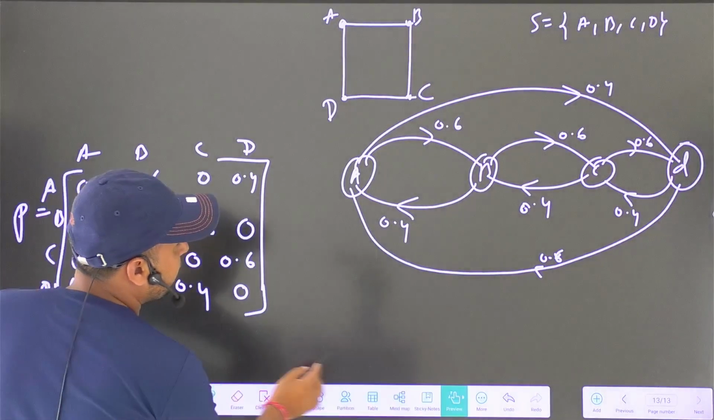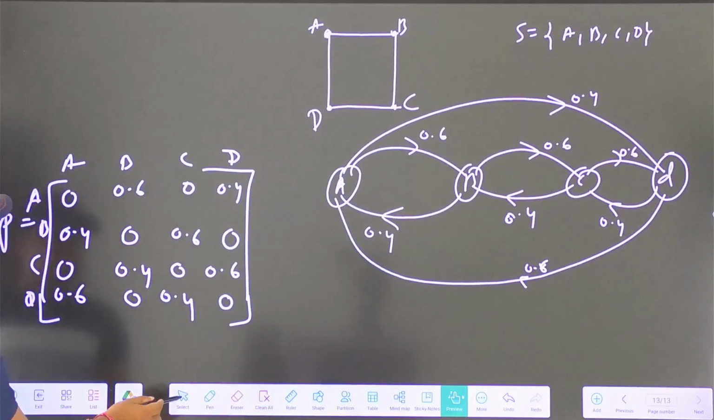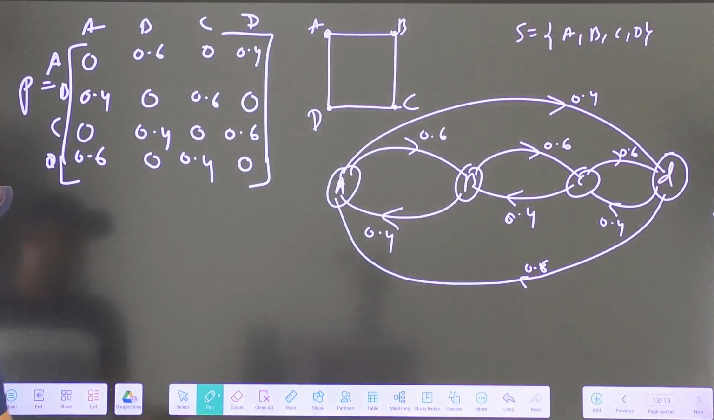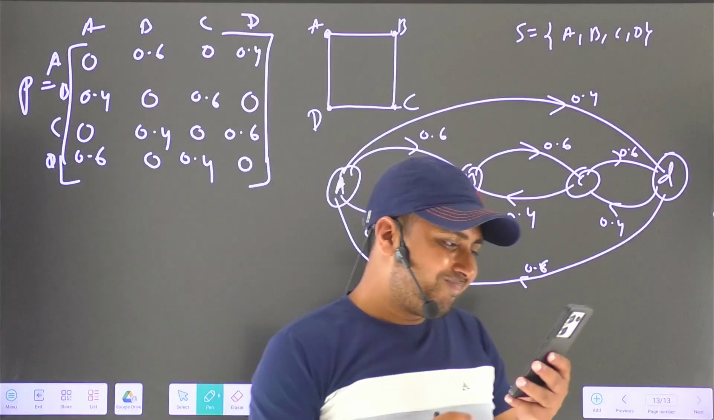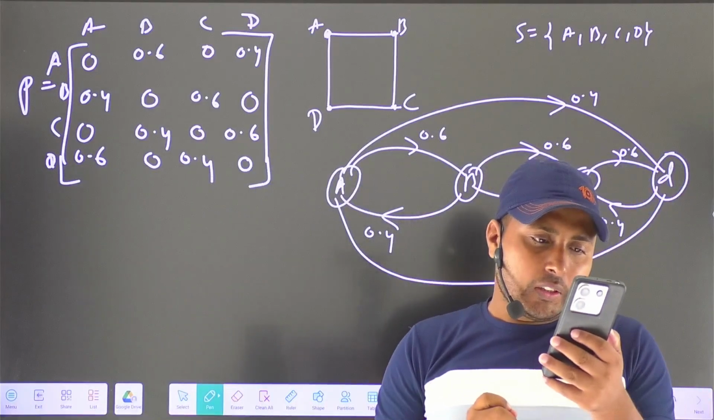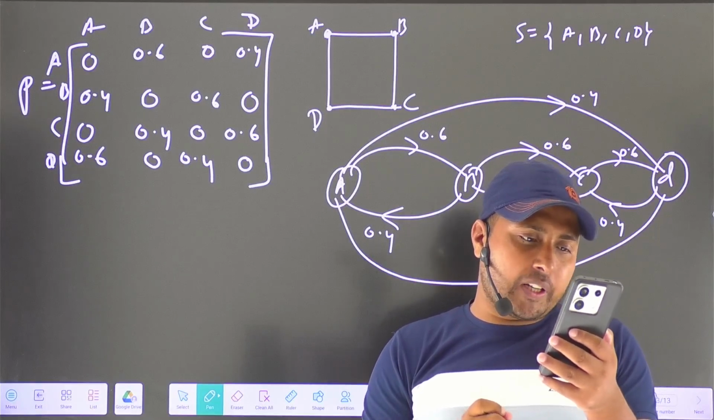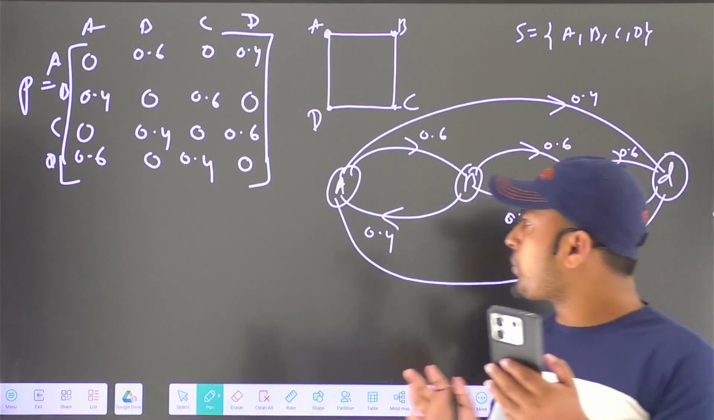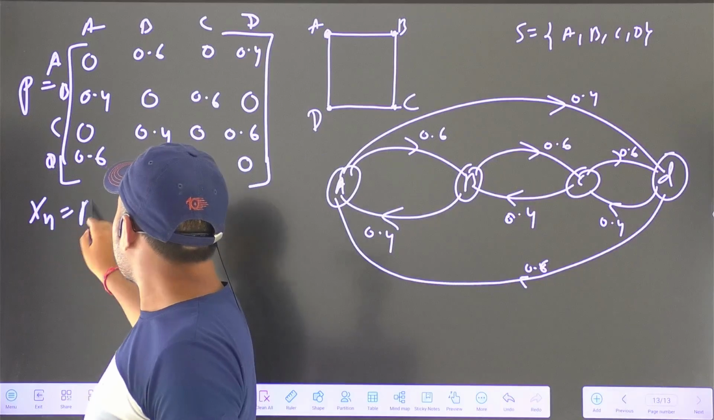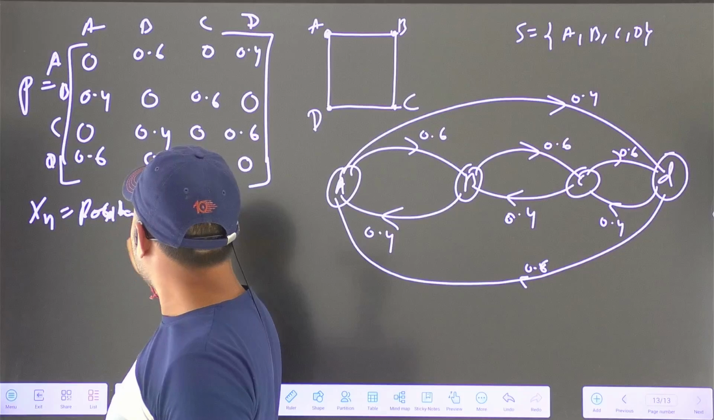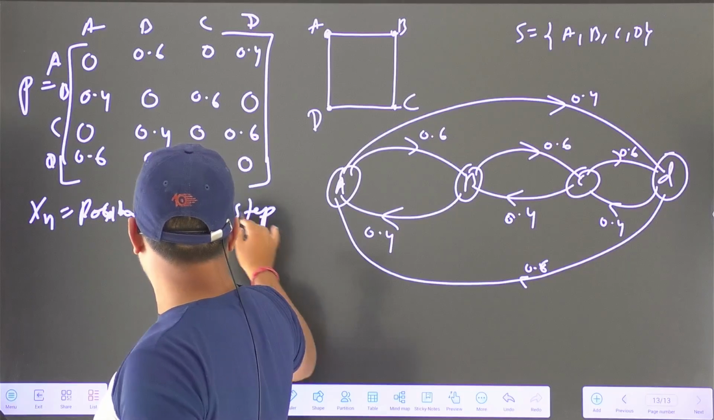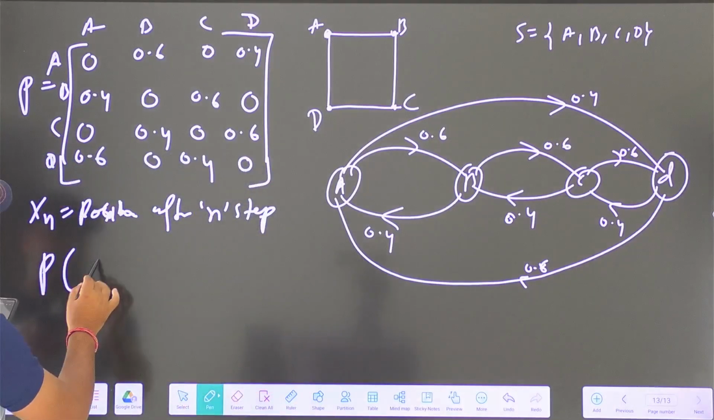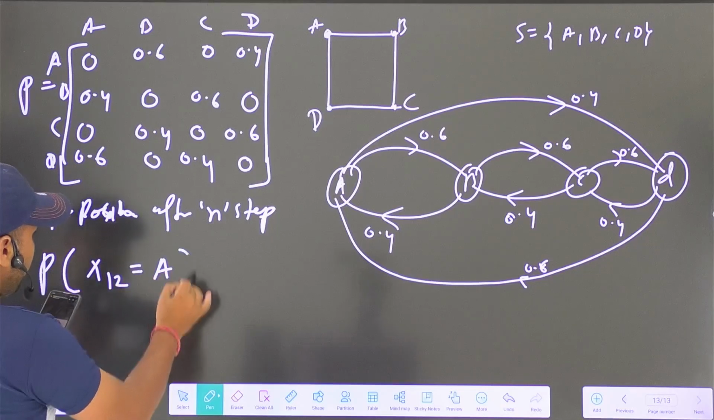So what are they asking? They are asking us to find, okay, this is the transition probability matrix. Let Xn be the position of the particle after n steps. So Xn is the position of the particle after n steps. Now the question is whether the probability that X12 is equal to A.